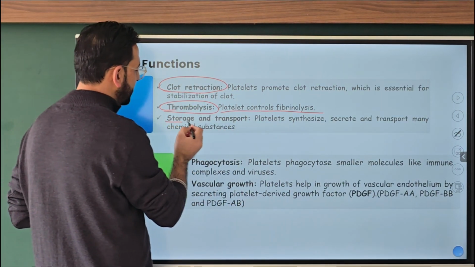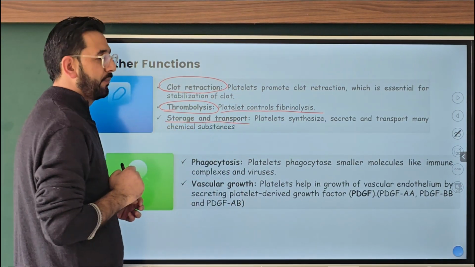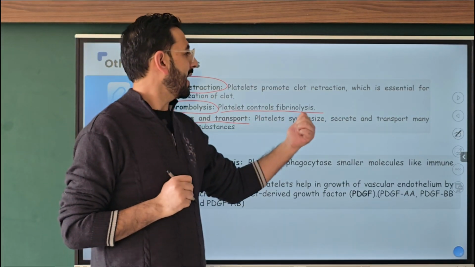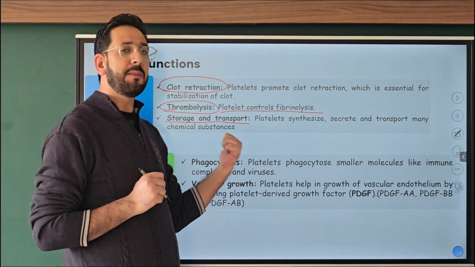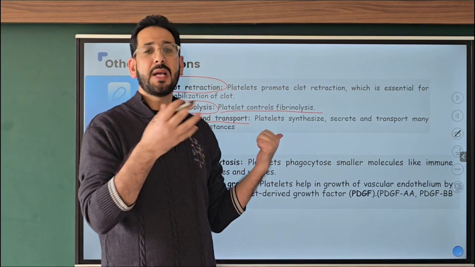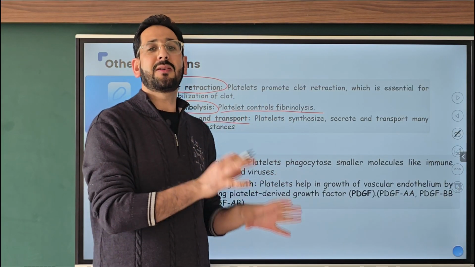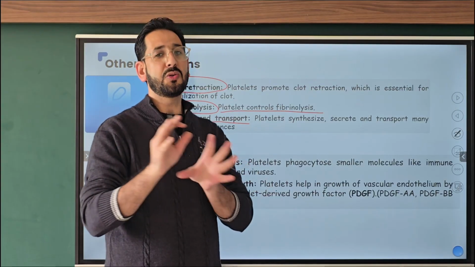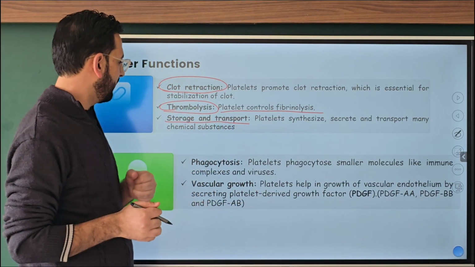The third thing is storage and transport. Now, platelets synthesize, secrete, and transport many chemical substances that we have seen in the form of alpha granules and dense granules. There are certain important things that are present in the alpha granules and the dense granules. So that is another function.